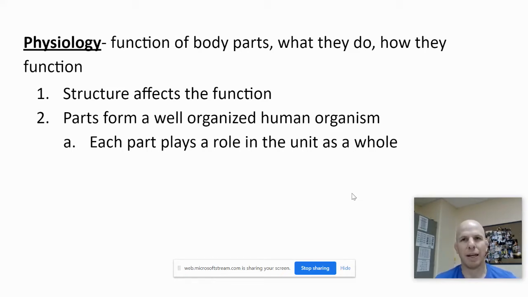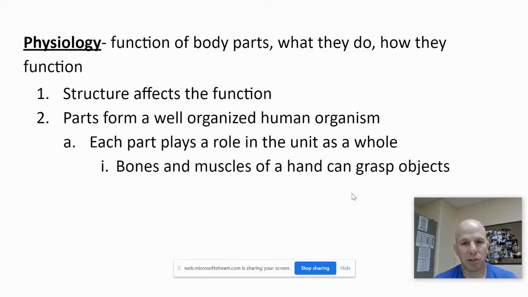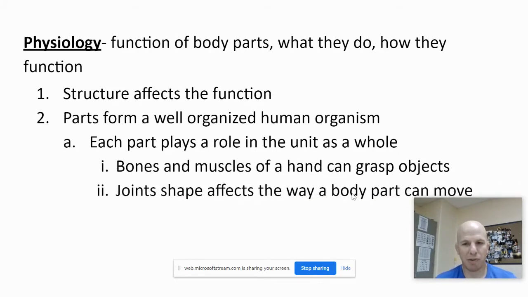But the anatomy of a structure, the physiology of a structure, goes into how the entire organism functions. Muscles of a hand, bones and muscles of a hand, that's an example I just gave you. Here's a great example of how the anatomy affects the physiology.